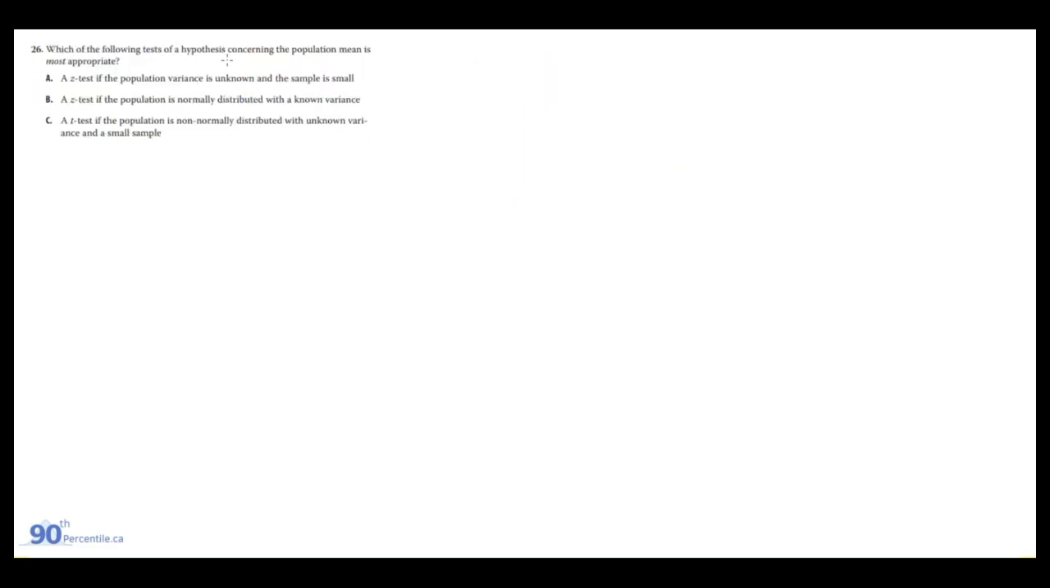Which of the following tests of a hypothesis concerning the population mean is most appropriate? A, a z-test if the population variance is unknown. Nope. A z-test always has to have a known variance. B, a z-test if a population is normally distributed with a known variance. Yes. This is exactly when a z-test is used, but we can look at C anyway.